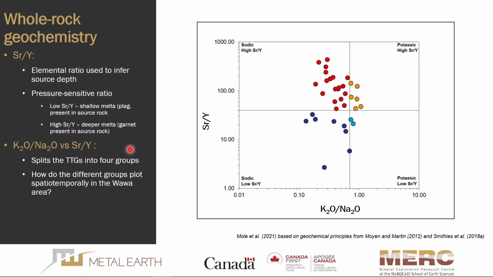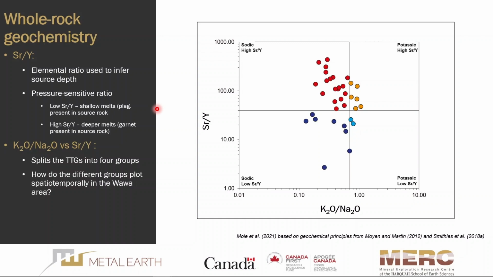Okay, so moving on from showing some whole rock geochemistry with isotopes, if we're now focusing on the whole rock geochemistry, a very common elemental ratio that is used for TTGs is the strontium-yttrium ratio. This is a ratio that we use mainly to infer a source depth. And we commonly say that it is a pressure-sensitive ratio. What I mean by that is that if we have a low strontium-yttrium ratio, it usually indicates that we have shallower melts.